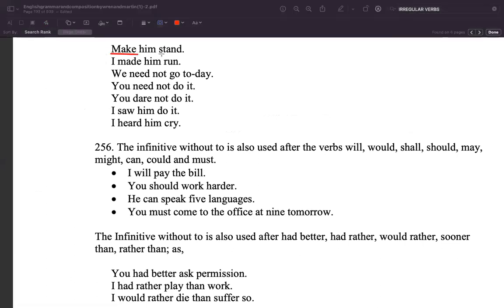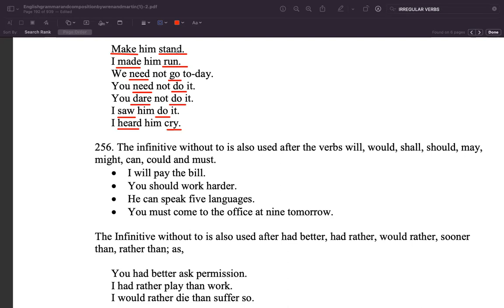Observe that. Make him stand. I made him run. So we need is used. So that's a go. You need not do. So dare not do. Saw him do. So heard him cry. So you can see that means we don't use to.